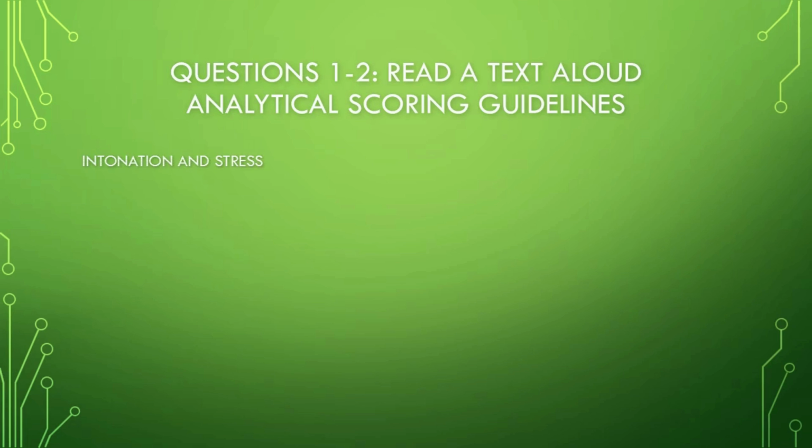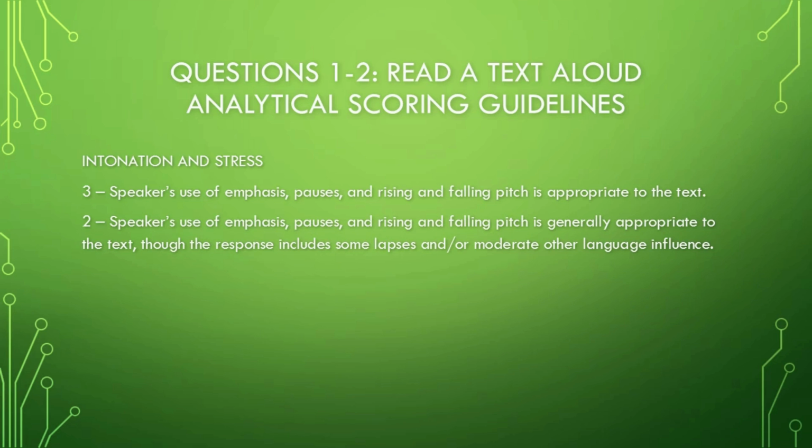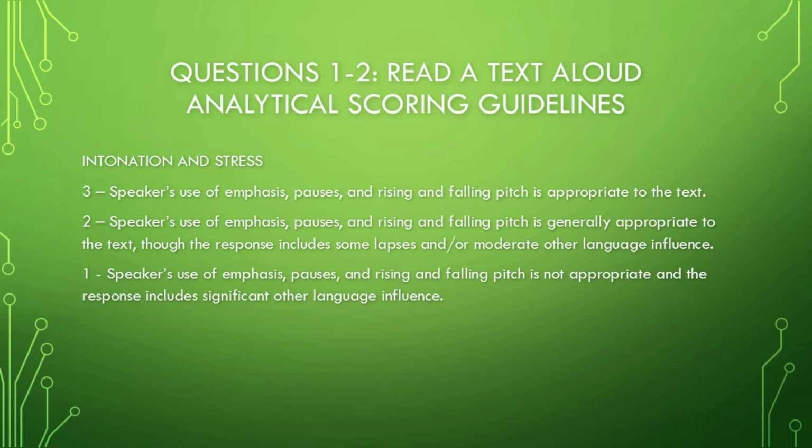Analytical scoring guidelines for intonation and stress. 3. Speaker's use of emphasis, pauses, and rising and falling pitch is appropriate to the text. 2. Speaker's use of emphasis, pauses, and rising and falling pitch is generally appropriate to the text, though the response includes some lapses and/or moderate other language influence. 1. Speaker's use of emphasis, pauses, and rising and falling pitch is not appropriate, and the response includes significant other language influence. 0. No response, or response is completely unconnected to the stimulus.